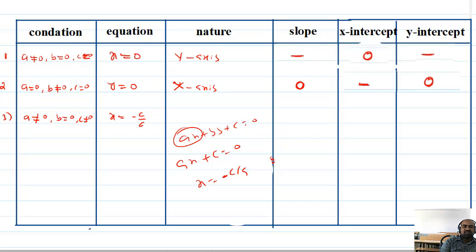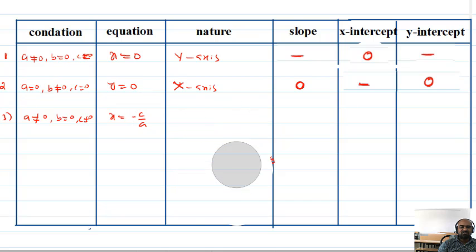X equal to minus c by a, which is of the form x equal to k, a vertical line. So, what is the name of this equation? Vertical line. What is the slope of a vertical line? Not defined. What is the x-intercept? Minus c by a. Okay.